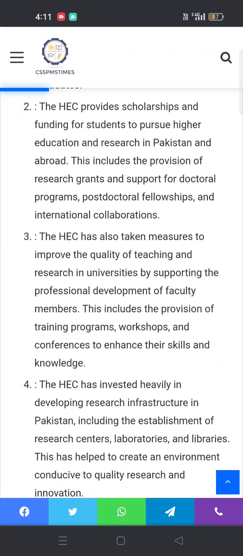The second one is that the HEC provides scholarships and funding for students to pursue higher education and research in Pakistan and abroad. This includes the provision of research grants and support for doctoral programs, postdoctoral fellowships, and international collaborations.